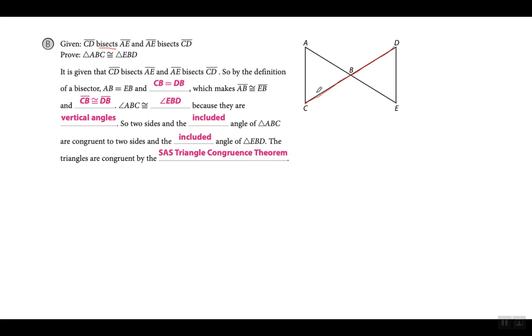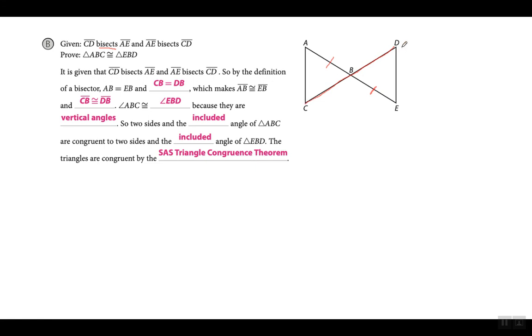All right, so pause right there. If CD bisects segment AE, that means that this segment equals this segment. Because if this red line is going through the middle of segment AE, that means AB has to equal BE if this is the middle.